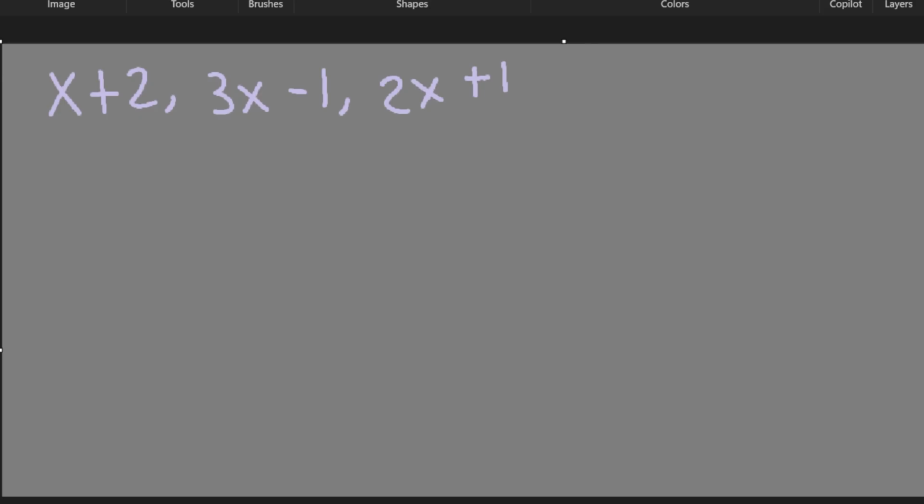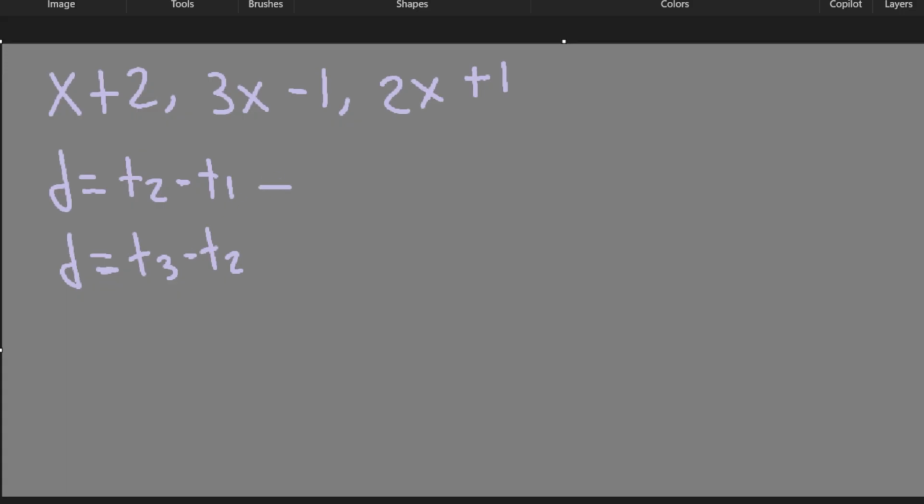So for this problem, we have to find out what the value of x is, such that these three terms form an arithmetic sequence. Okay, well, how do we solve for x? We don't even know what we're supposed to set equal to each other. To solve for x, you have to have an equation. We know that the common difference is equal to t2 minus t1. We also know that the common difference is equal to t3 minus t2.